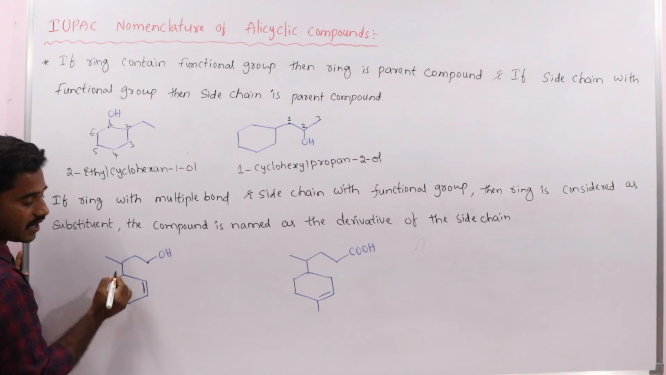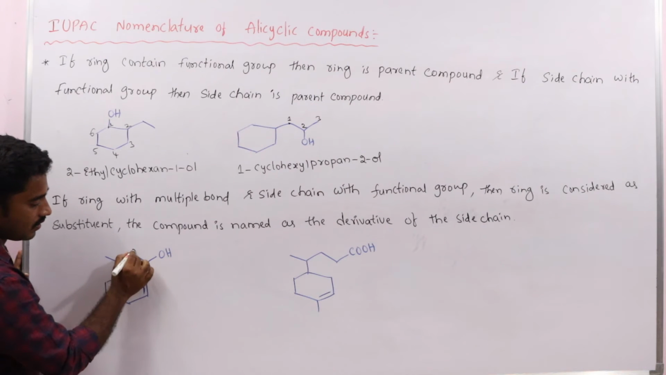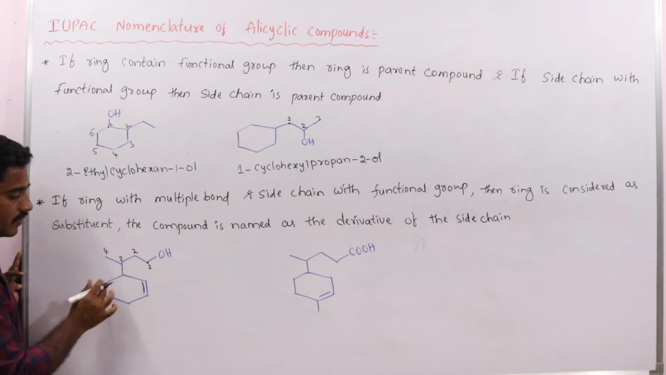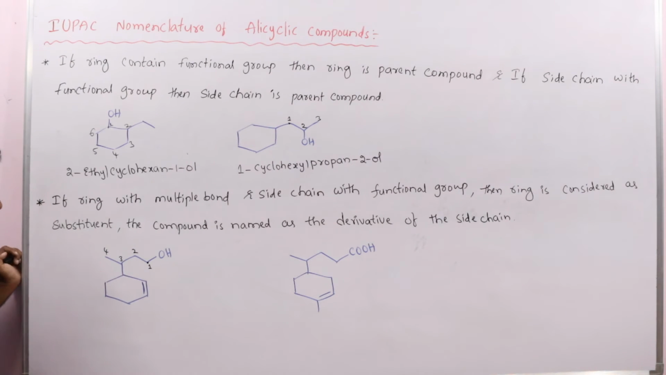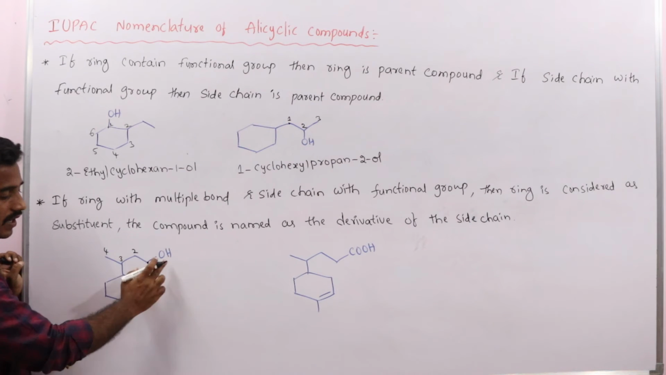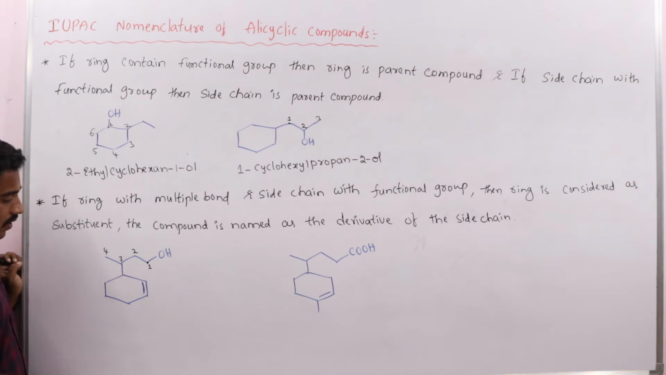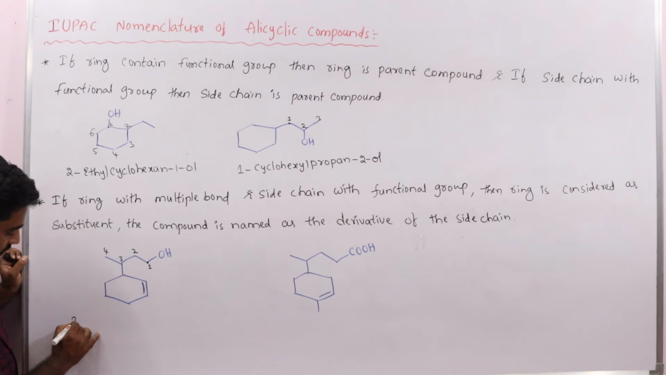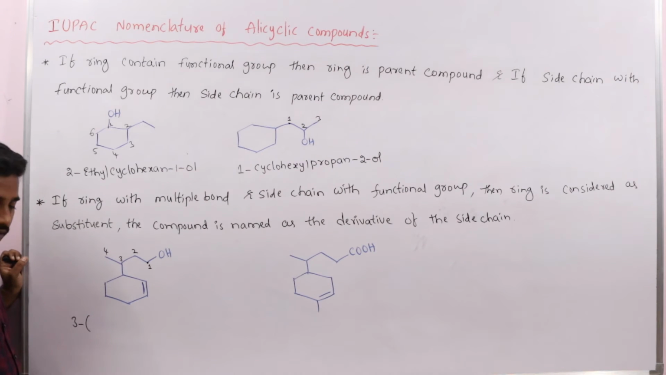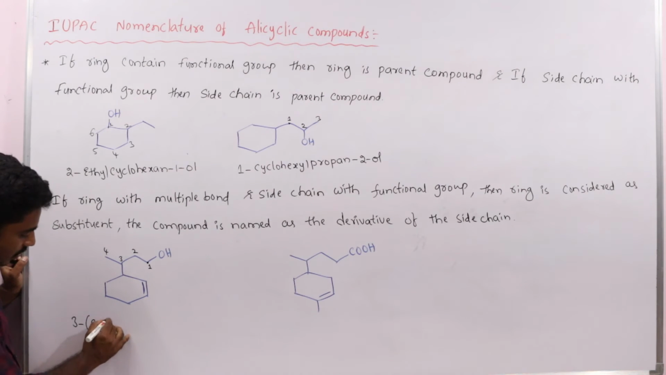Then the functional group containing carbon gets number 1 and then 2, then 3, here 4. 1, 2, 3, 4. At third position of the parent chain, a cyclohexenyl group is there. Write that name here. At third position of the parent compound, cyclohex.